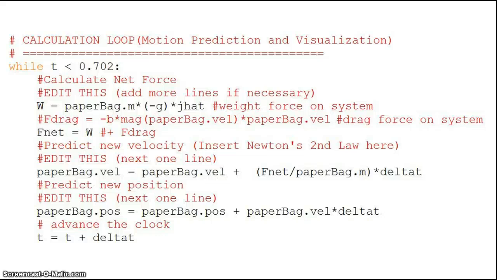The weight force of a system is said to be F equals ma as per Newton's second law. Therefore, the weight force is inputted to be the mass of the paper bag times the j hat vector times negative 9.8 meters per second squared because the bag is moving in the negative y direction. F net therefore simply consists of the weight force, and this line is a direct input of Newton's second law. The paperbag.pos is similarly updated and time is advanced by the time step.